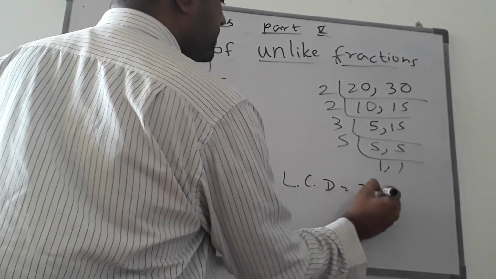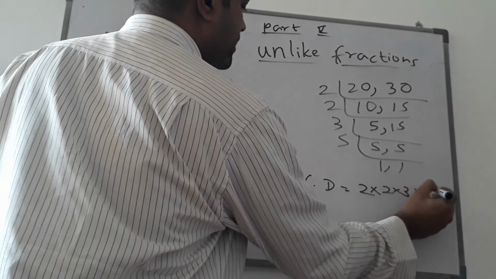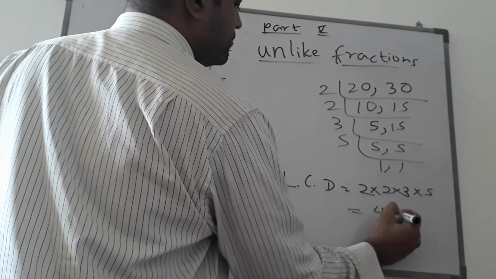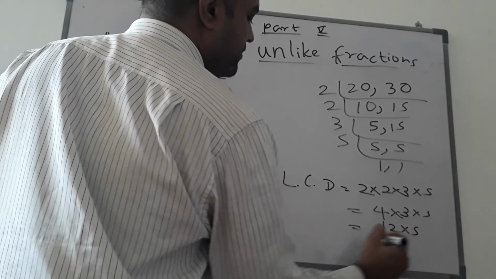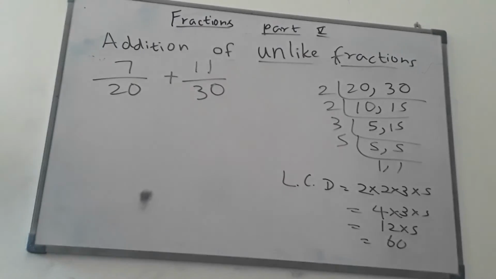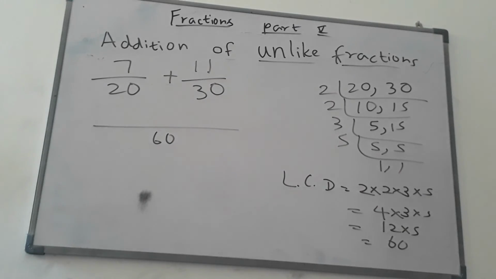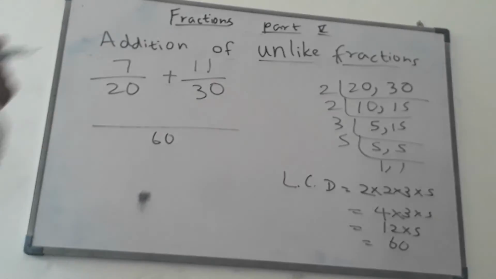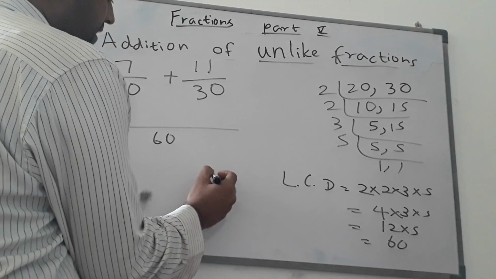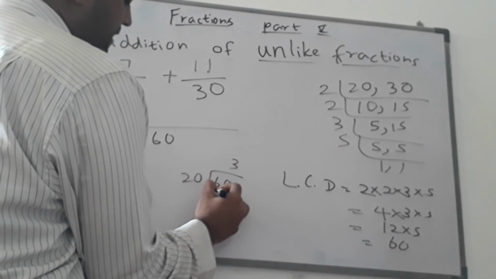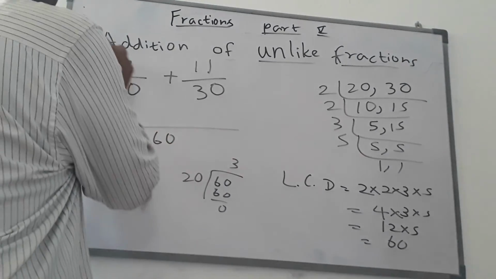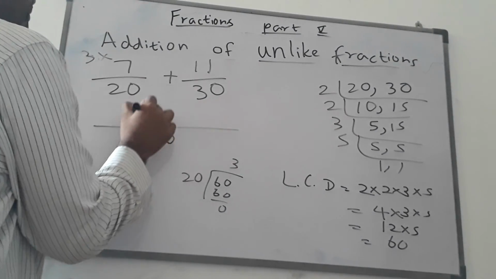So the least common multiple here is 2 times 2 times 3 times 5. So 2 times 2 is 4, times 3 is 12, times 5 is 60. So here the least common denominator is 60. Now we have to take how many 20s are there. How many 20s? 60 divided by 20. 20 times 3 is 60. So 3 times 7 means 21.